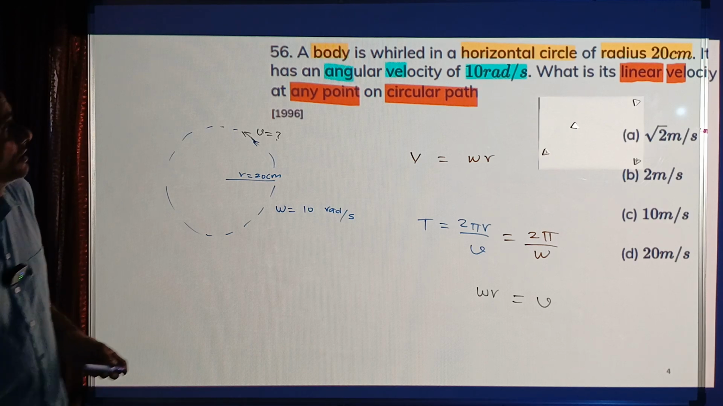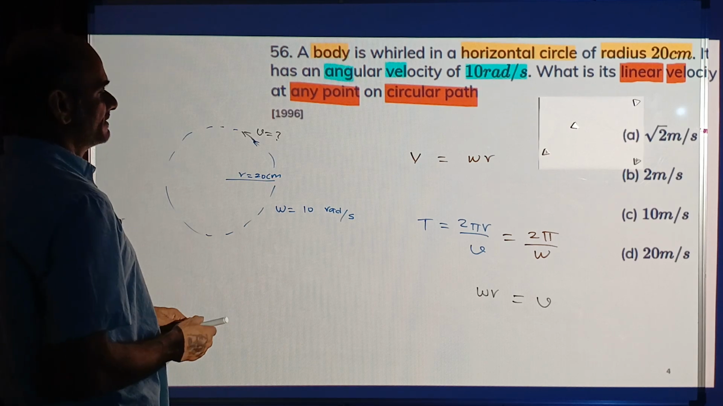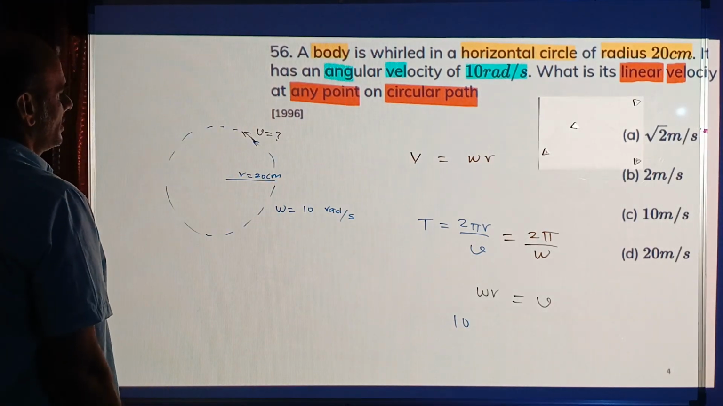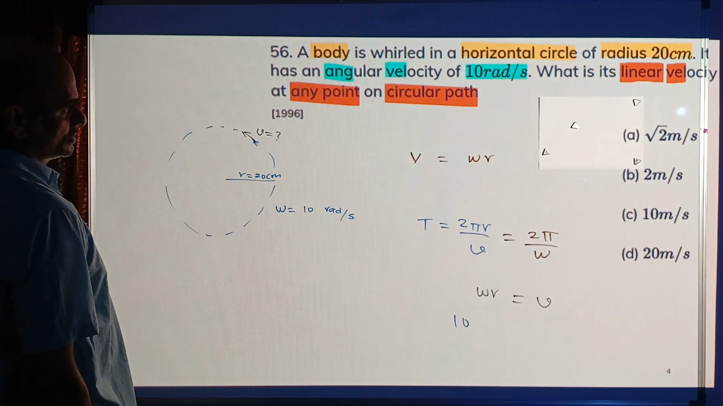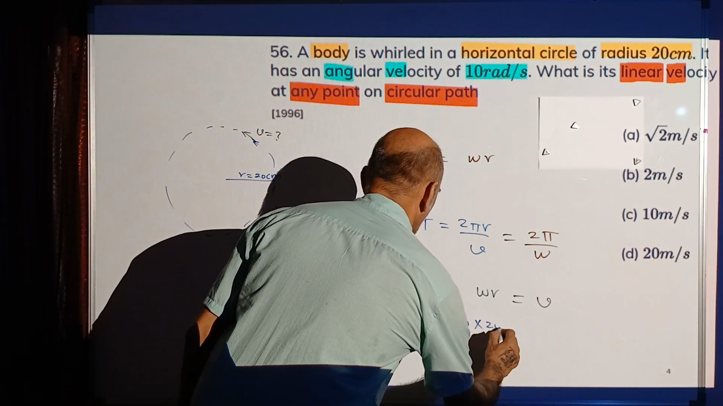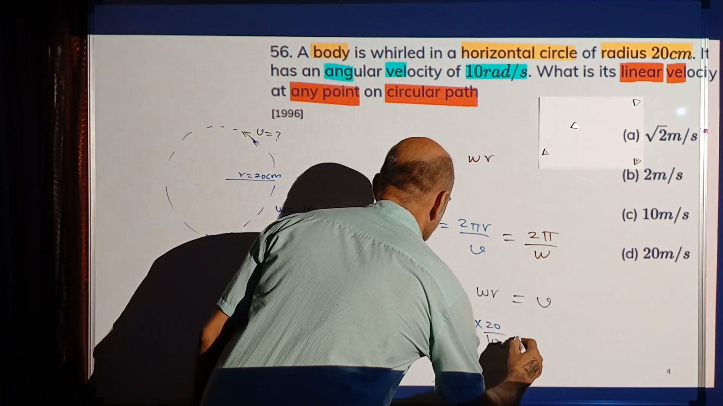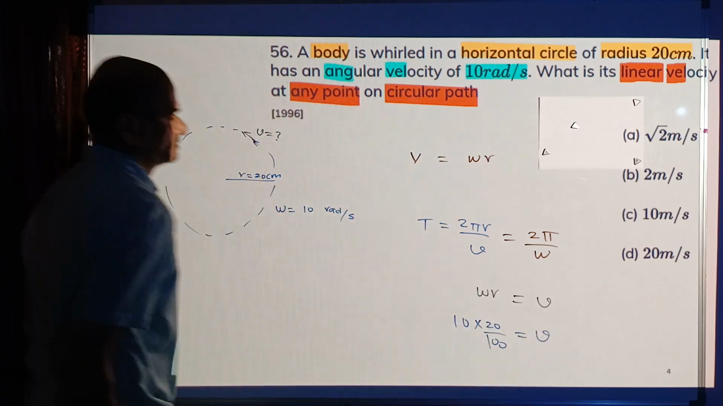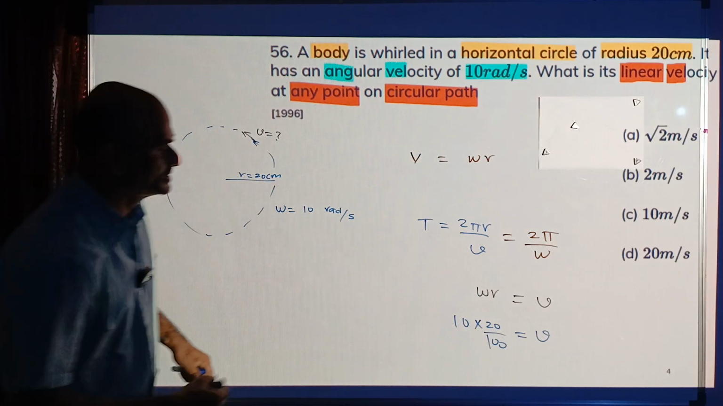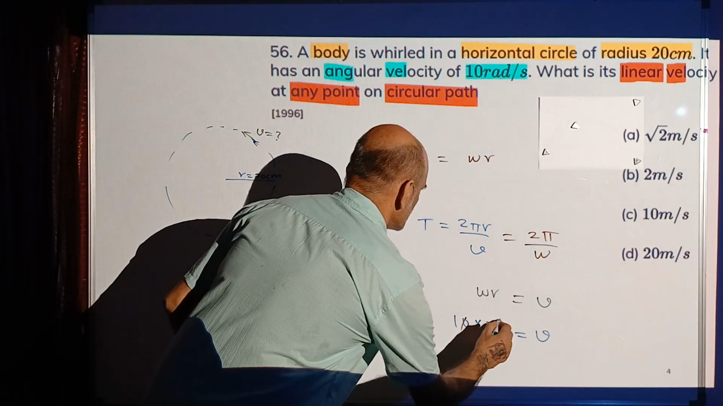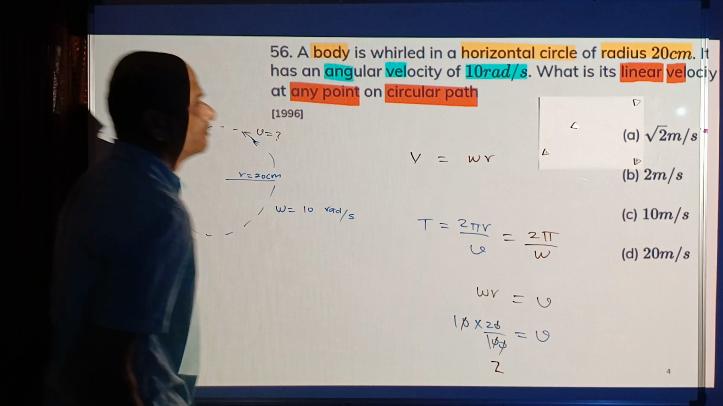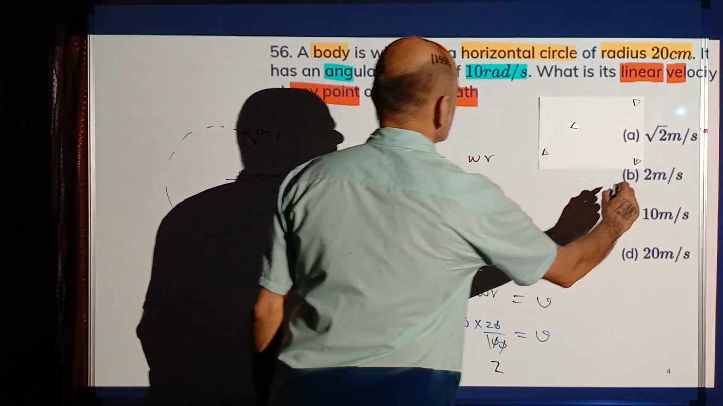So here, omega is given 10 radian per second and r is 20 centimeters. To convert to SI units, it will be 20 by 100 meters. That will be the linear speed v. Simple calculation, the 0 can be cancelled with 100. So it's 2 meter per second. So option B is the correct answer.